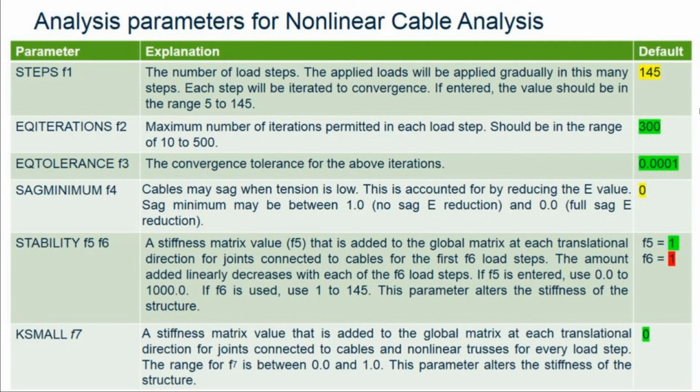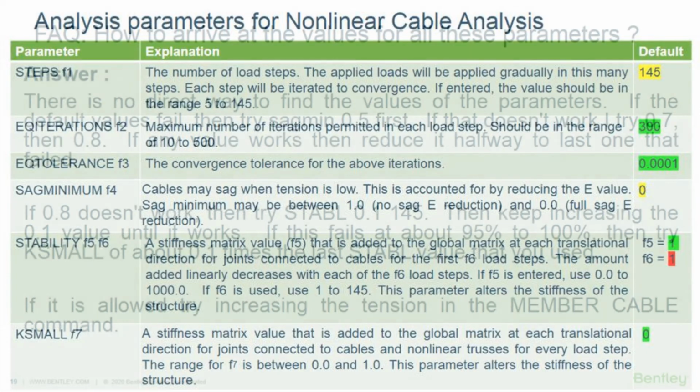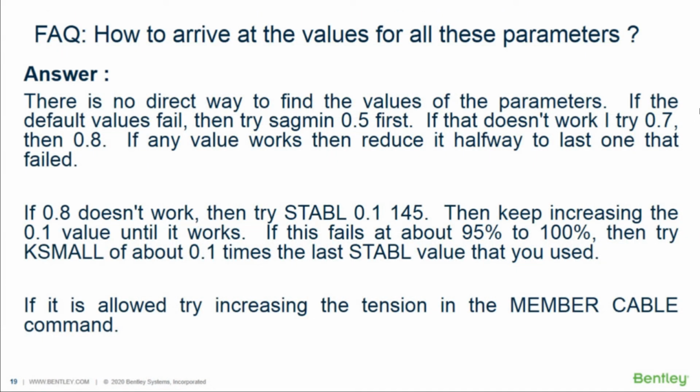So I hope you have a clear understanding of these parameters. Out of the 6 parameters, the most important are sag minimum and stability. This is a frequently asked question: how to arrive at the values for all these parameters? The answer is there is no direct way to find the values of the parameters. If the default values fail, then try sag minimum 0.5 first. If that doesn't work, I try 0.6, 0.7, and then 0.8, and even 0.9.